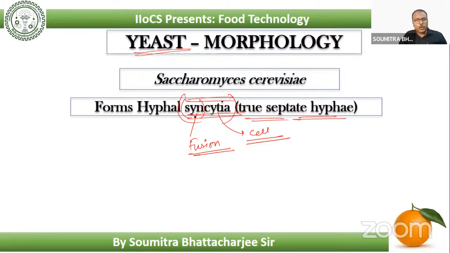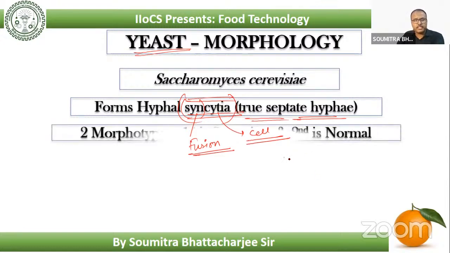So these organisms are always true septate hypha. I would say these organisms are always the true septate hypha itself. That means they show hyphal connections, mycelial presence, and when they show the mycelial presence, there is the presence of septa. Obviously the septa will be present, and that is represented as true septate hypha itself.